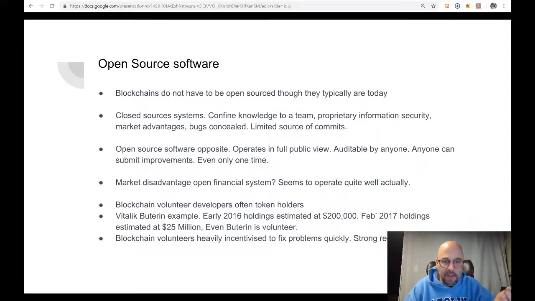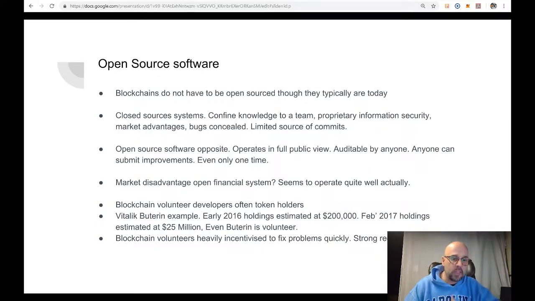So the market disadvantage is, again, with the open financial systems, that's just not really feasible a lot of times. And so there are a lot of developers out there in the open market that are doing this as volunteers because they've made enough money to be able to pay their regular bills. And so they're doing this as a passion.